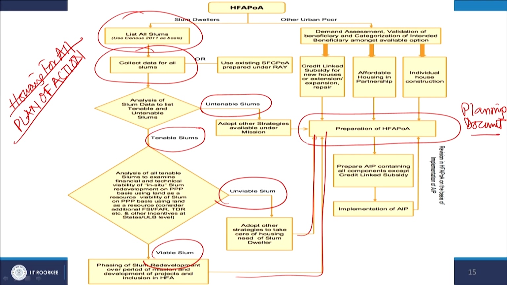Now, for the viable slums, you can definitely link with the verticals of the Pradhan Mantri Awas Yojana, like credit linked subsidy, affordable housing in partnership, individual house construction etc. Apart from that, you can take strategies for the untenable slums, for example, rental housing. So, in this Housing for All plan of action, it is not only the tenable slum, it is also the untenable, it is not only the viable slum, it is also the unviable slum. For all the slums you are making a strategy for your whole city. So, the approach here is basically all slums, whole slum and whole city. That is what is aimed at by the Pradhan Mantri Awas Yojana.